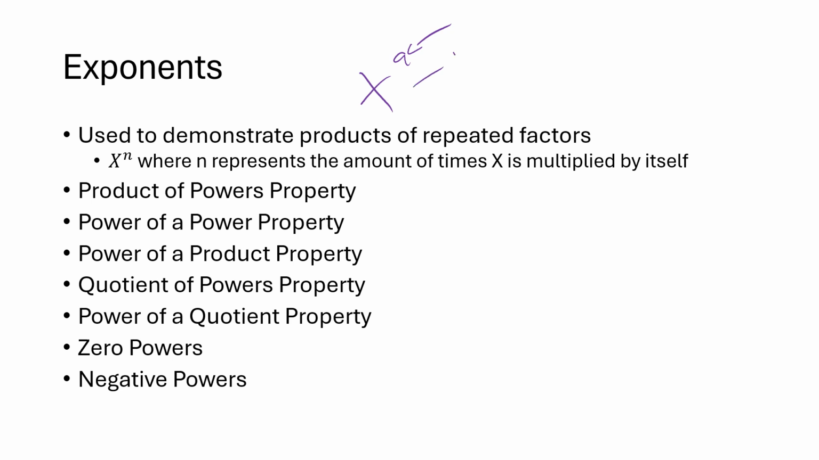So if we were to do x to the second power, it'd be x times x, or if we're going to go x to the fourth, x times x times x times x. It's literally going to be the first number being repeated this many times. So n is going to represent the number of times that x is multiplied by itself. Now there are multiple ways exponents could show up on the test.